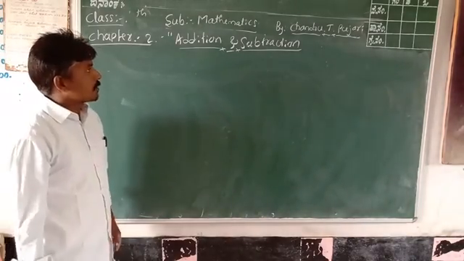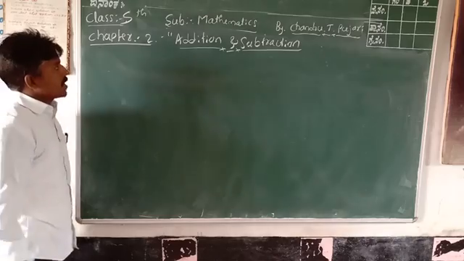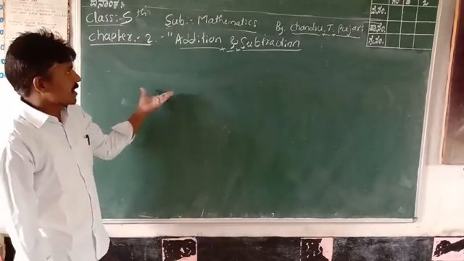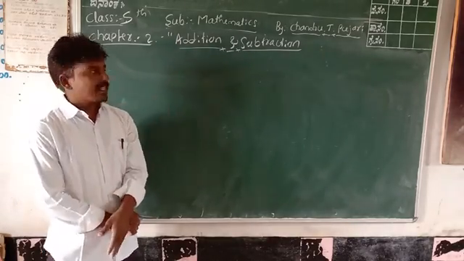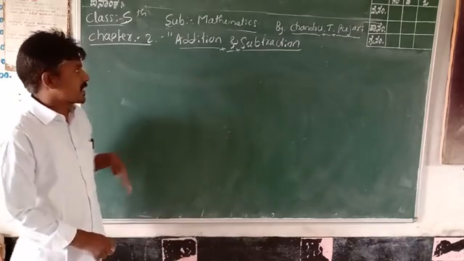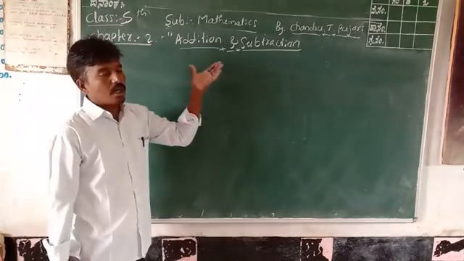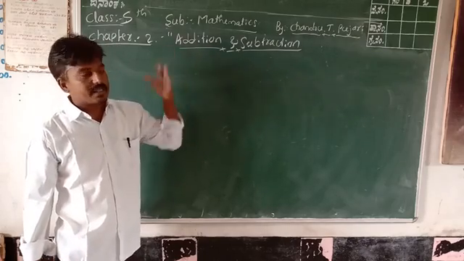Dear students, today I will discuss your fifth standard, chapter number 2, addition and subtraction. Dear students, you learned very easily about addition and subtraction in your previous class. Addition in 2 digit, 3 digit, 4 digit, 5 digit is very easy. In your fifth class, addition and subtraction in 7 digits or 8 digits are also here.